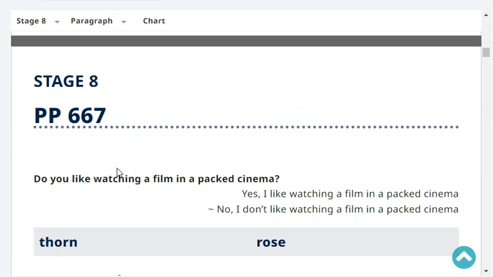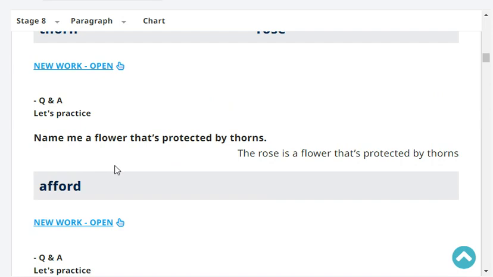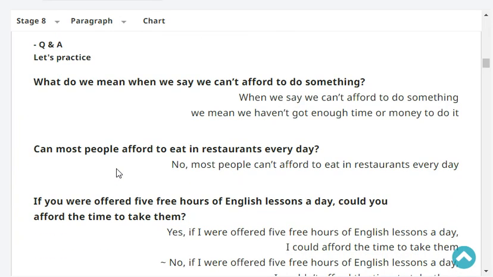Okay. Do you like watching a film in a packed cinema? Yes or no? No, I don't like watching a film in a packed cinema. Very good. Name me a flower that's protected by thorns, please. The rose is a flower that's protected by thorns. Very good.